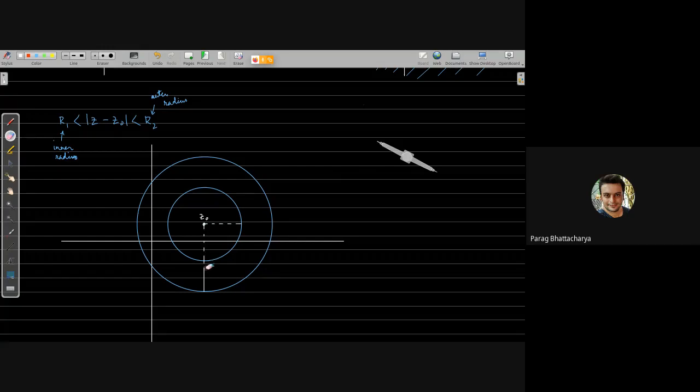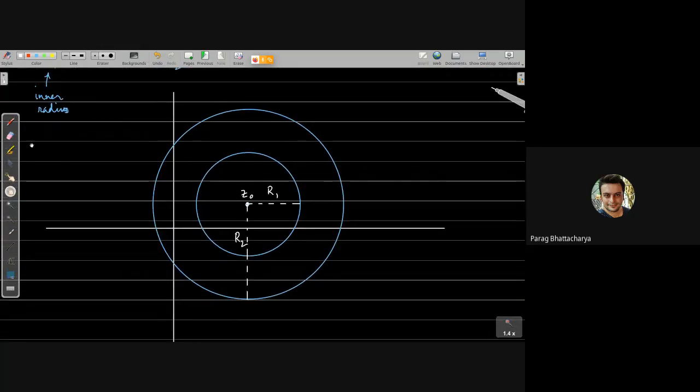So this is R1 and this is R2. Now again, in this case, there is no equality here. There is only less than, okay? There is no equality sign here. So we are not really interested in what happens on the circumference. We're not at all interested in what happens on the circumference of the outer circle.